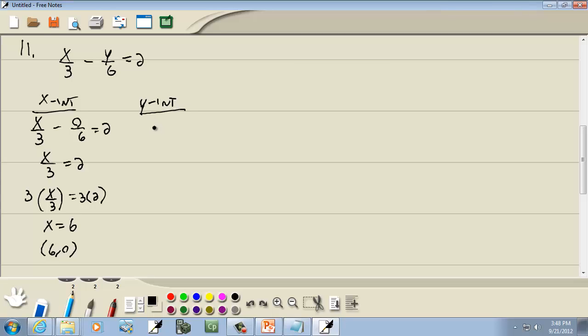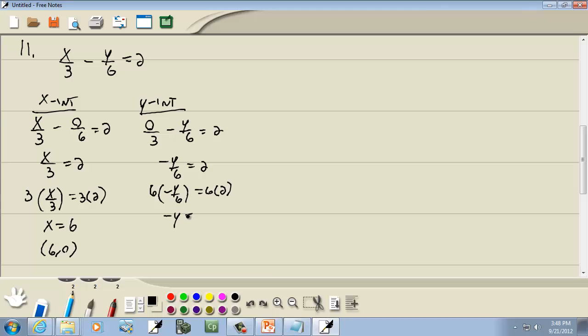Now for our y-intercept, you always plug 0 into the other variable, so plug 0 in for x. So I've got 0 over 3 minus y over 6 equals 2. 0 divided by 3 drops away. We've got negative y over 6 equals 2. Solving for y, get rid of parentheses, get rid of fractions. Multiply everything by the LCM of all your denominators. So multiply both sides by 6.